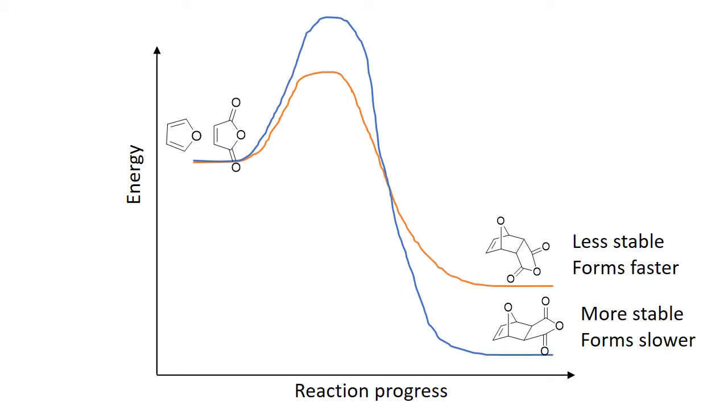This is the energy diagram for the reaction that we're performing. The orange line is for the endo product. You notice that the hill, which is the activation energy, is lower for the endo product. The lower the activation energy, the faster the reaction takes place. The blue line is for the exo product. The activation energy for the exo product is higher. However, once you form it, the product is lower energy and more stable. This product can form if the reaction is given enough time to equilibrate into the more stable form.